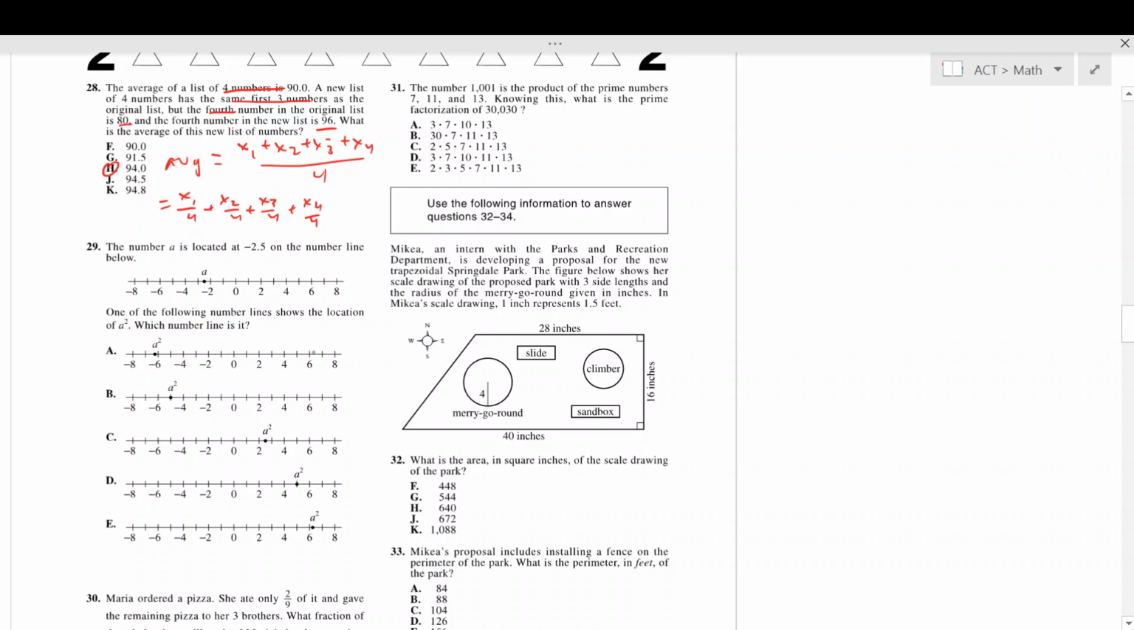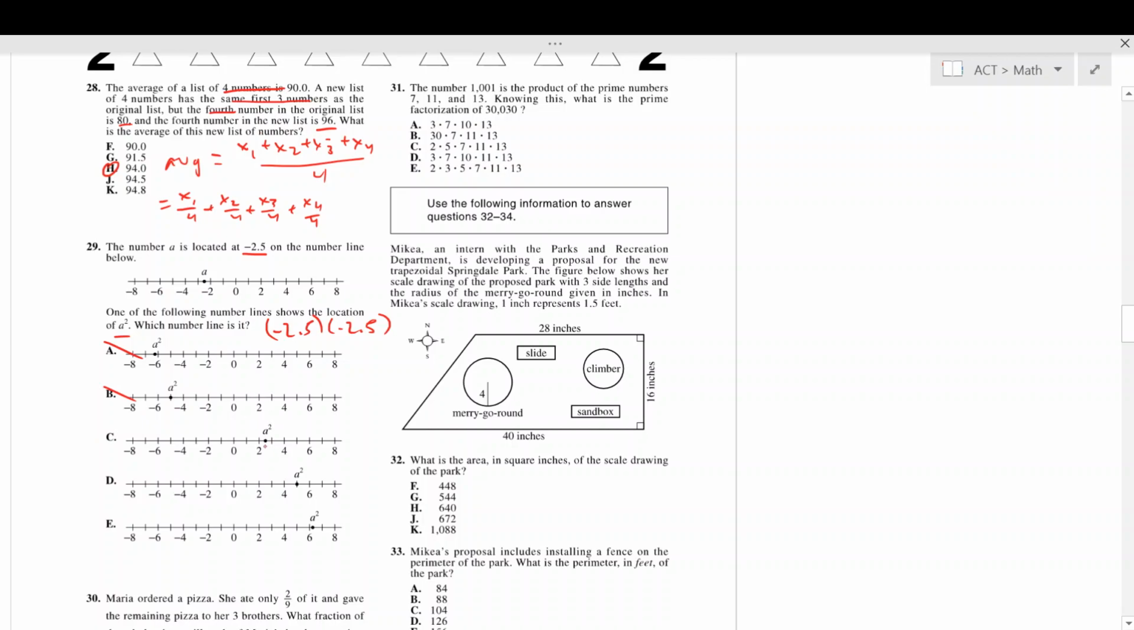The number a is located at negative 2.5, and one of the number lines has the location of a squared. So we know negative 2.5 squared is negative 2.5 times negative 2.5. That's 2 negatives, and when you multiply 2 negatives, you get a positive, so it can't be this, it can't be this, and it can only be C, D, or E at this point.